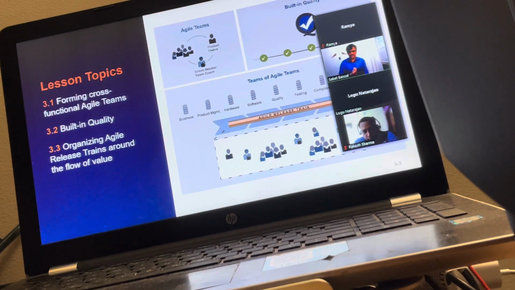Here we are looking at team and technical agility. So in this lesson, we look at these three topics only. We focus on what is agile team, we focus on what is building quality, and we focus on how do we organize around agile release train. Any question till here? All good? Okay, we move.